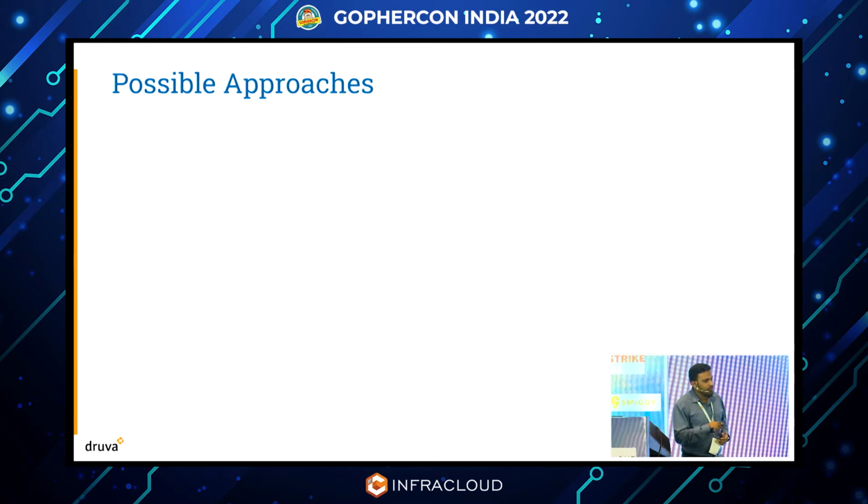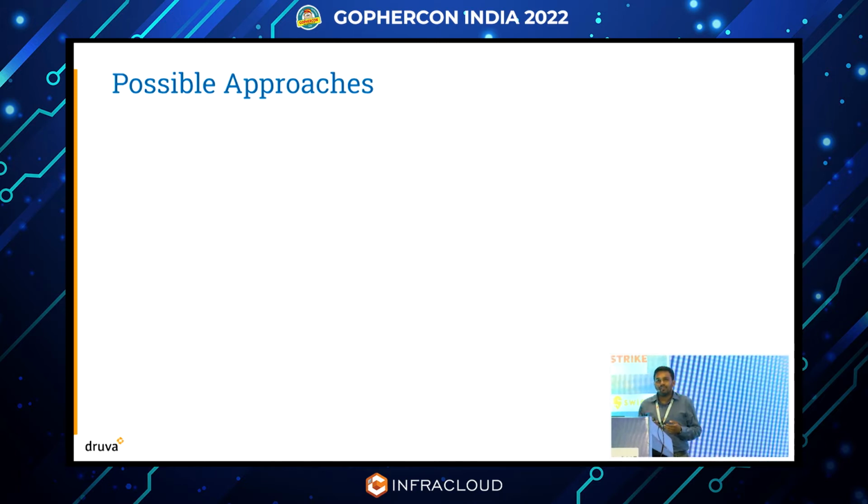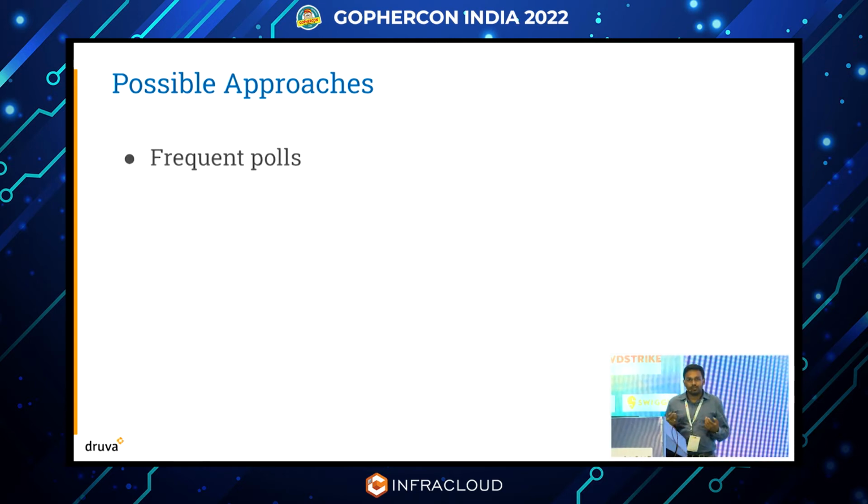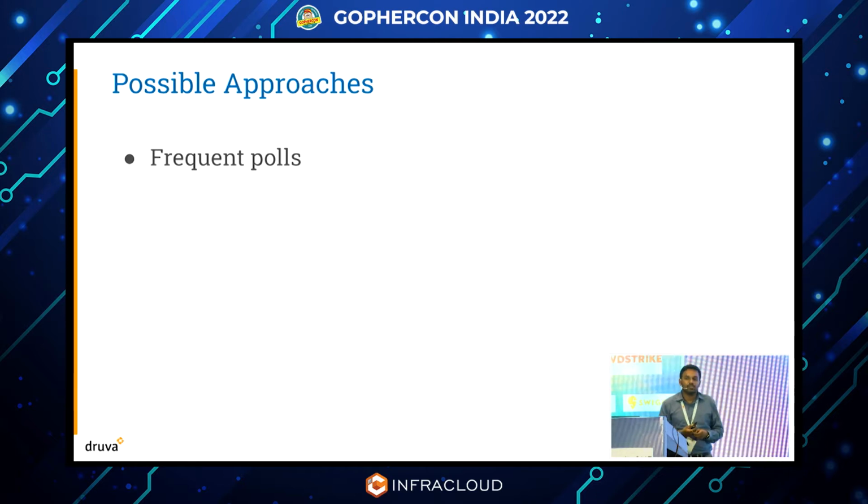Now let's talk about the commonly used approaches the industry uses to solve this problem. The first one is frequent poll. Frequent poll is a very basic, naive approach in which the client keeps polling the server, checking, is there something for me? If there is something, the server responds back, or the server sends an empty response if there is nothing. Frequent poll works, but it has its limitations when it comes to scale.